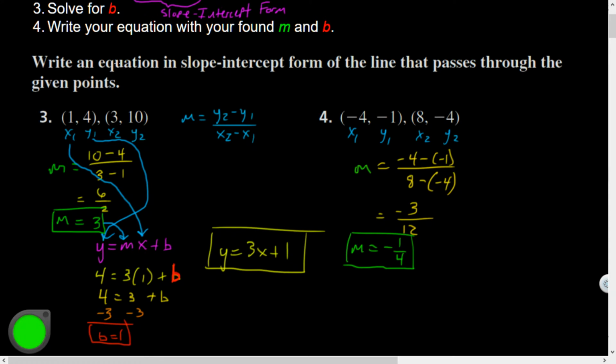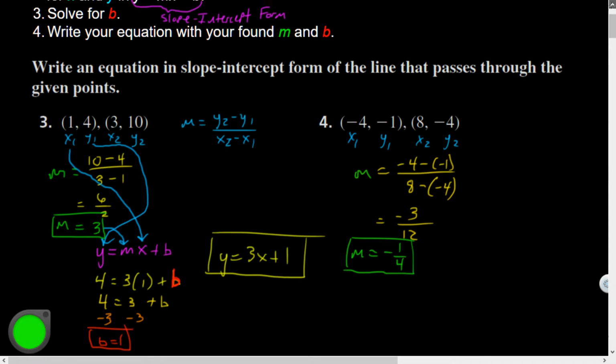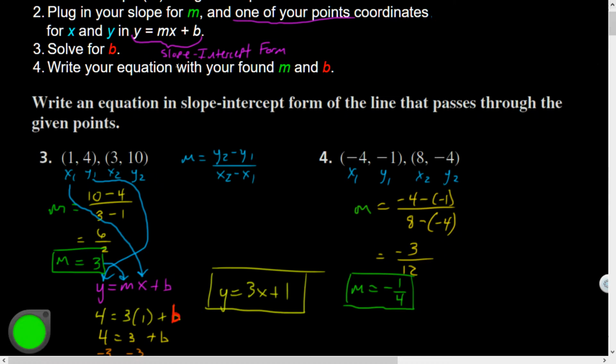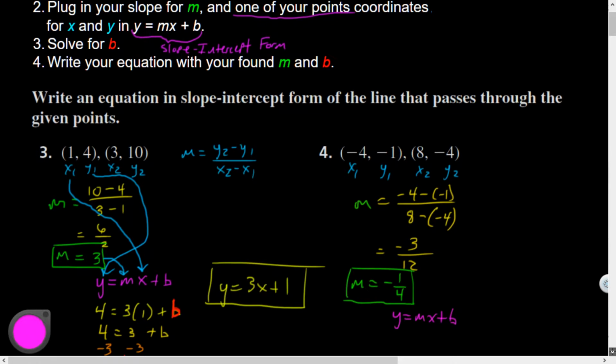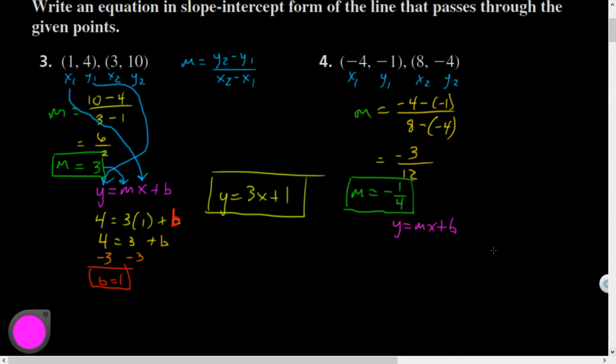All right, I still need to find b. How did I find b? Do you guys remember? I plug in what I know and solve for what I don't. I plug in my new m. I plug in one of my points for x and y, and I'm going to solve it. All right, so for my equation, y equals mx plus b. You guys are just following along, absorbing this information. I plug in what I know and solve for what I don't.